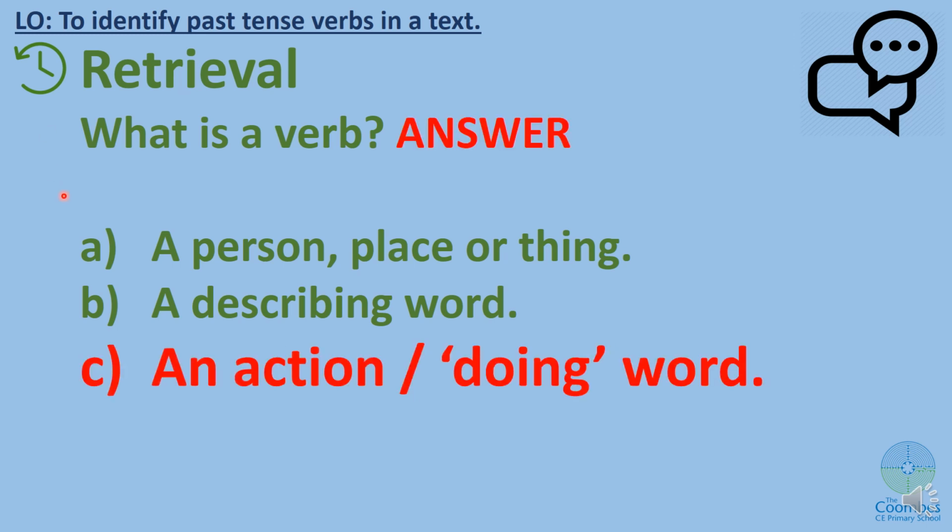Well done if you got that right. So a verb is an action or a doing word. For example, walked or jumped or talked. Can you think of any more action words? Any more verbs?